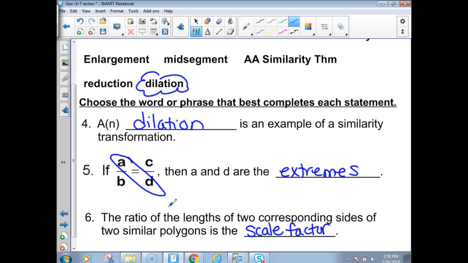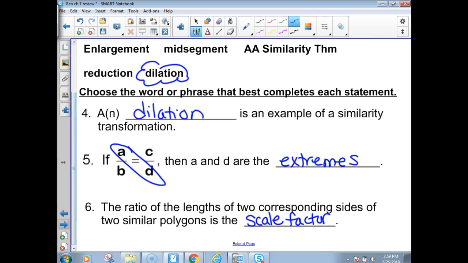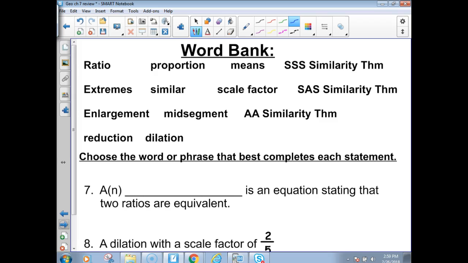We need to study vocab. That's one of the weakest things in this class. Not just this class, but in geometry itself. Okay, we got a little more word bank stuff.